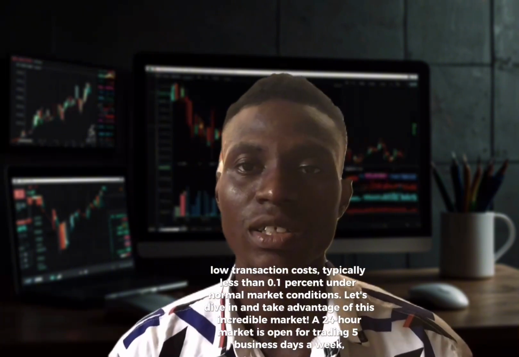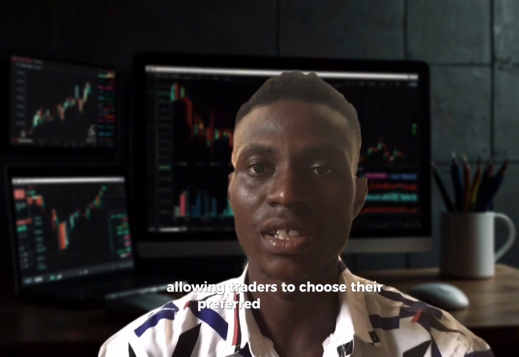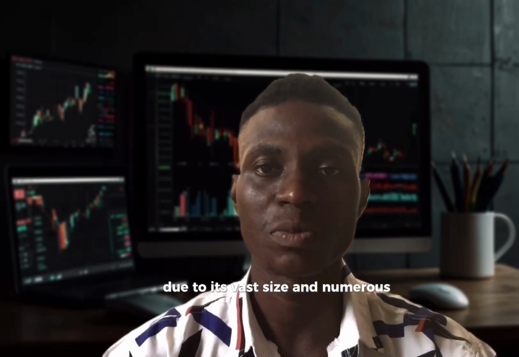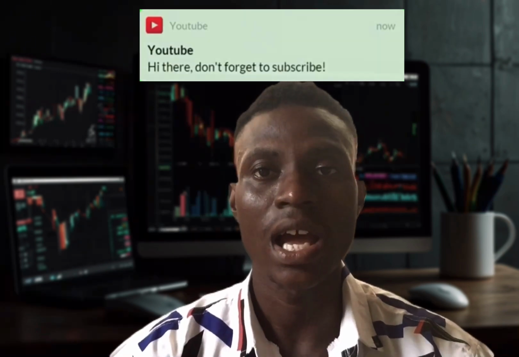It is a 24-hour market, open 5 business days a week, allowing traders to choose their preferred trading times. No single entity can manipulate the market due to its vast size and numerous participants. Leveraging in forex is also a benefit that can result in significant profits with minimal risk, but proper risk management is crucial. The forex market's high liquidity also enables traders to buy and sell instantly with ease.